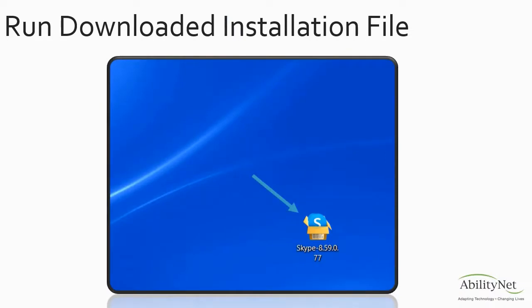Once we've downloaded the application to our desktop, we are looking for this icon. Depending on the version of Skype, which might change upon this video being released, we are looking for an application that looks like the Skype icon inside a box. What we do is double click this icon, and then we should get the installation file opening.